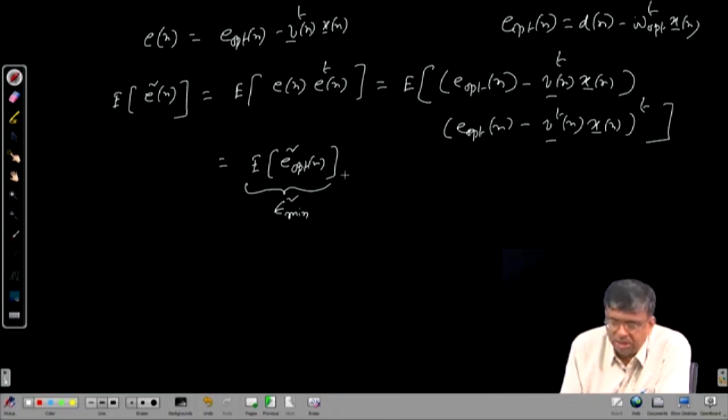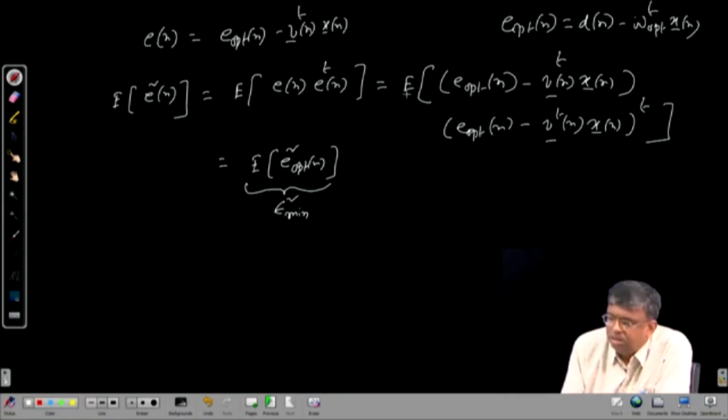What we will show is this, except that in addition to the minimum attainable, there will be additional components. This is happening because we are not using W opt when calculating E n; we are using some arbitrary W n, which is updated by some adaptive algorithm. So E n is not just E obtained; an extra component comes due to the filter weight error, which will contribute additional variance terms. That is what we will evaluate.